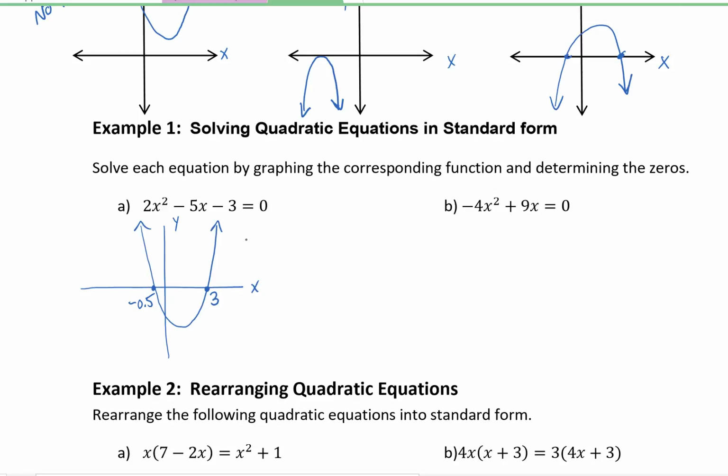So state your roots, put them on your sketch, and actually state them as well. So your roots are 0.5, negative, and 3. So solving that quadratic by graphing means stating those roots and drawing a sketch.